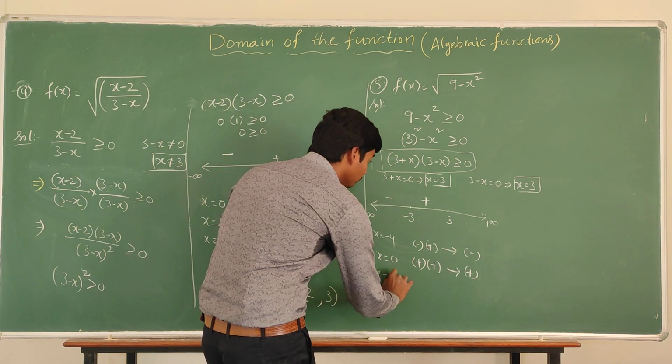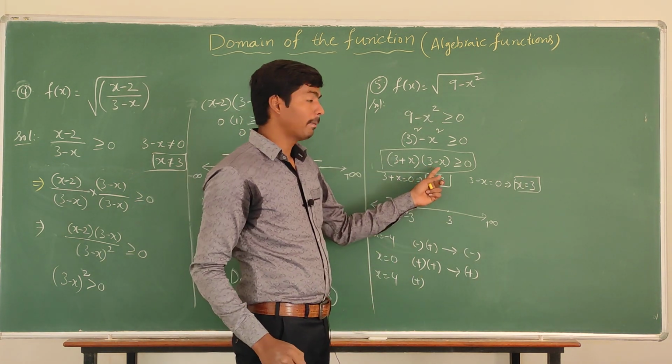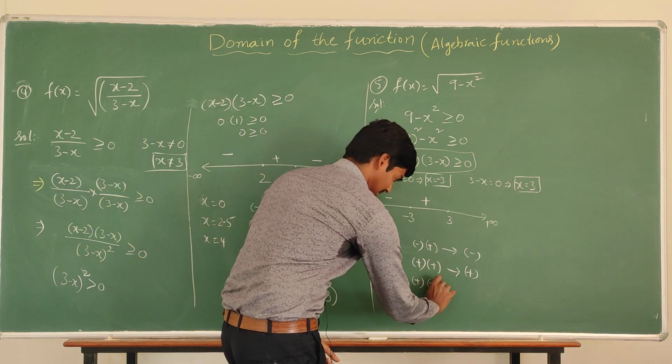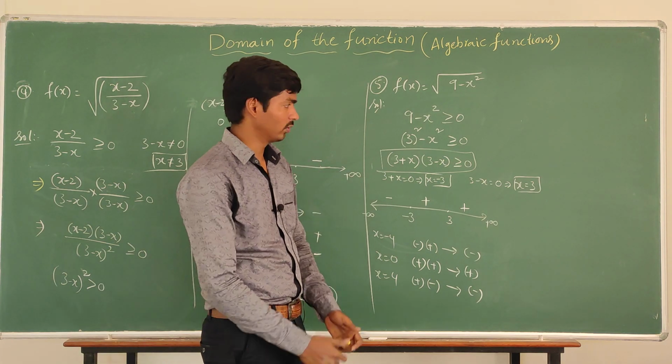In the last interval, take an arbitrary number 4. 3 plus 4 is 7, which is a positive number. 3 minus 4 is minus 1, which is a negative number. The product will be negative. For all these values my product is negative.